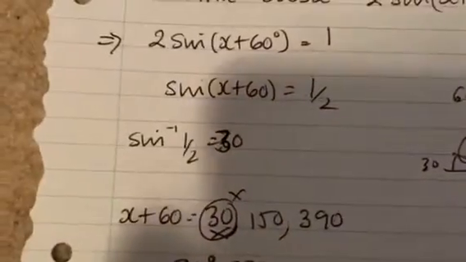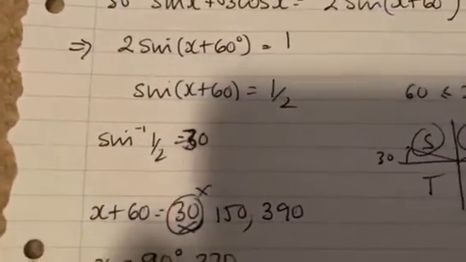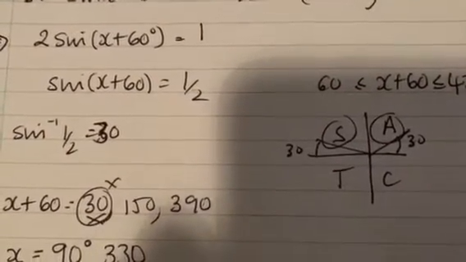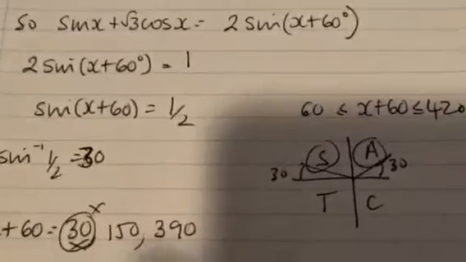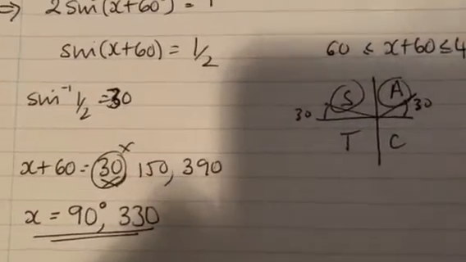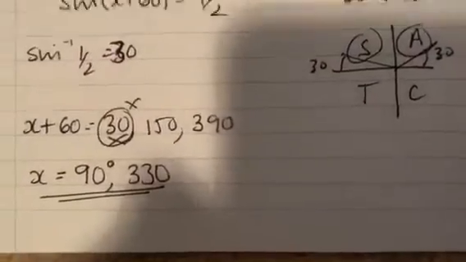So you know that the inverse sine of a half is 30. So your x plus 60 is going to be, well, 30 is outside your range, so it's 150, 390. So x is 90, 330.